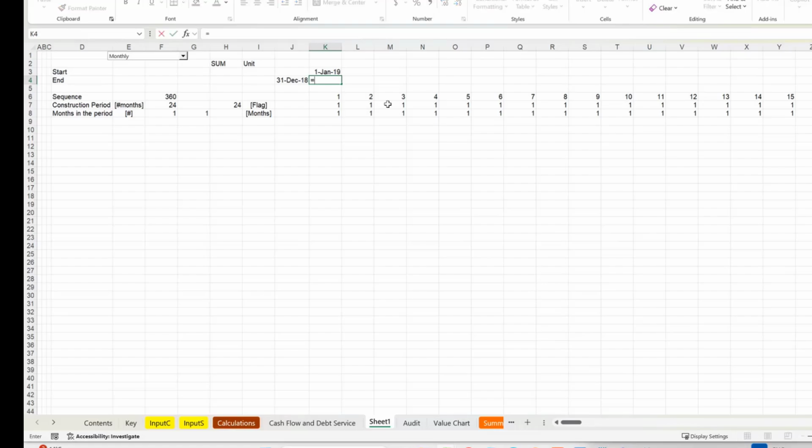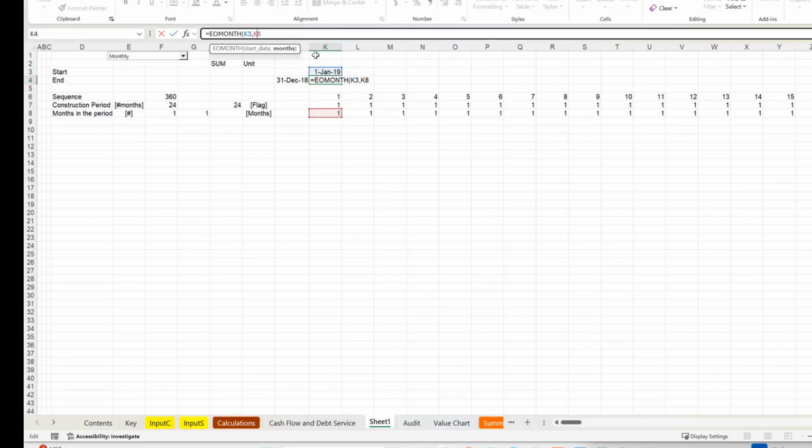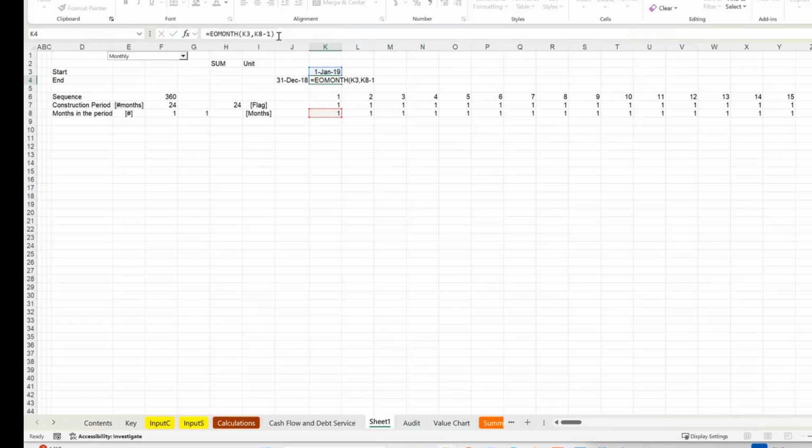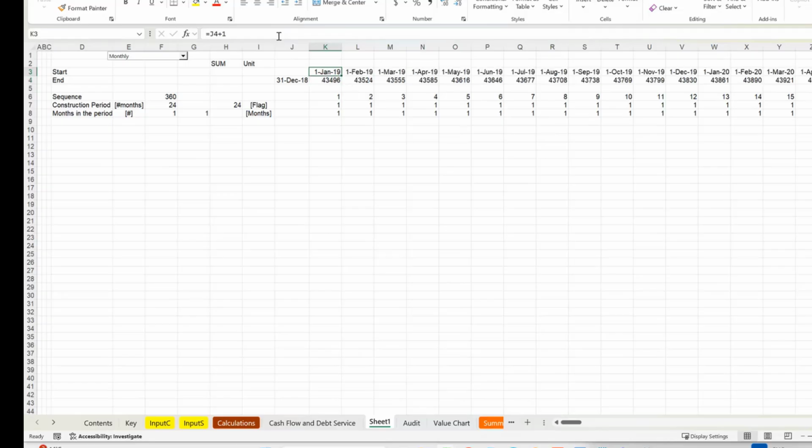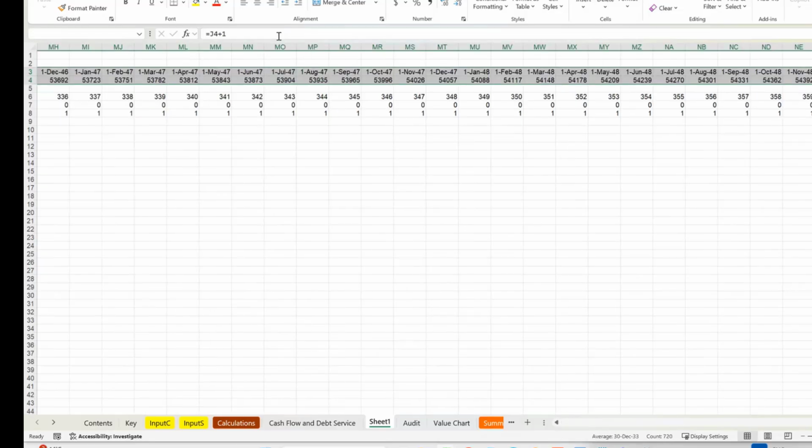EOMONTH, go up one and put a comma, go down to the months, and put -1 there, because we want it in the same month. Then just copy them both across, and then format the date.